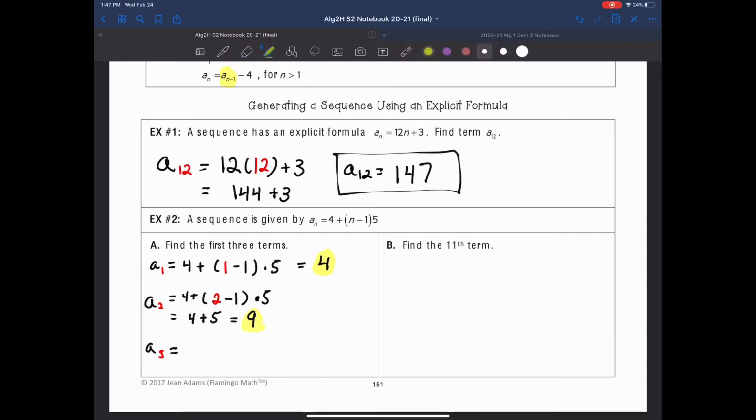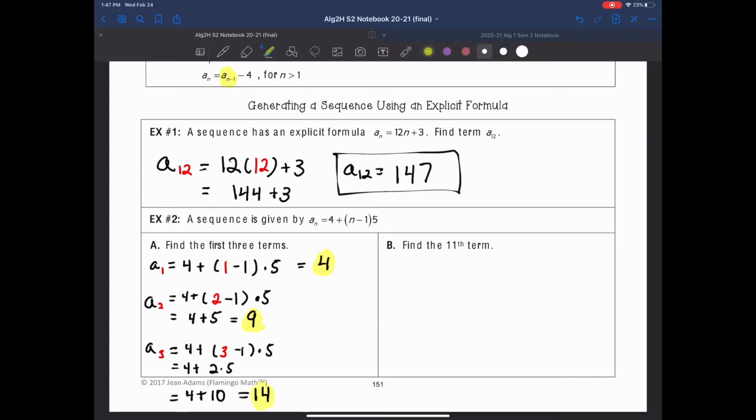All right, let's look at the third term. So for the third term, I'm going to plug in 3. I have 4 plus 3 minus 1, and that's multiplied by 5. I know that 3 minus 1 is 2, so that's going to give me 4 plus 2 times 5. Order of operations says we got to do multiplication first, so 2 times 5 is 10. 4 plus 10 gives me a final answer of 14. So my third term is equal to 14.